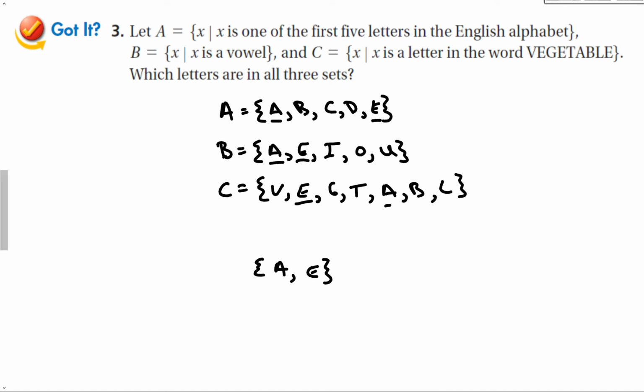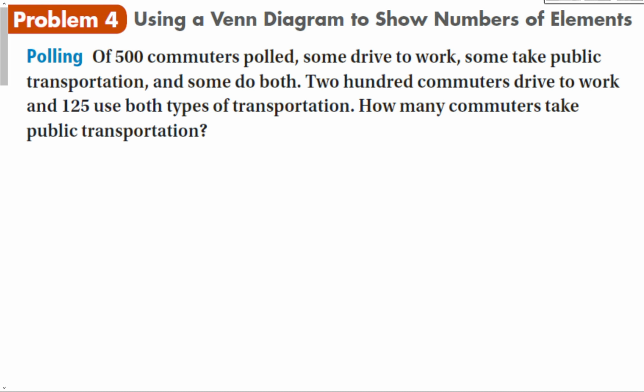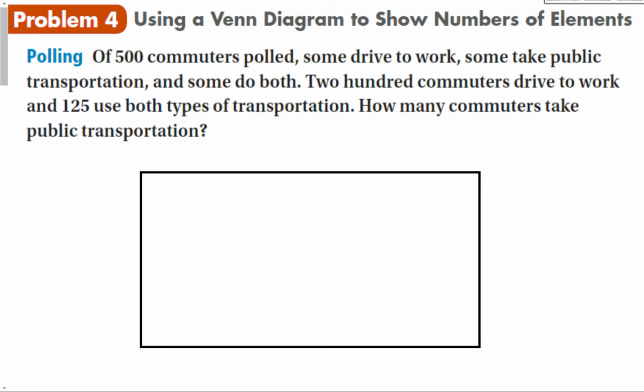Okay? And we could make a Venn diagram for that if we wanted to. So you can also use a Venn diagram to show the number of elements in the union or the intersection of sets. And this is actually where Venn diagrams get a little more useful. So let's make another nice diagram with my beautiful magic pen. That's going to make a nice perfect square.